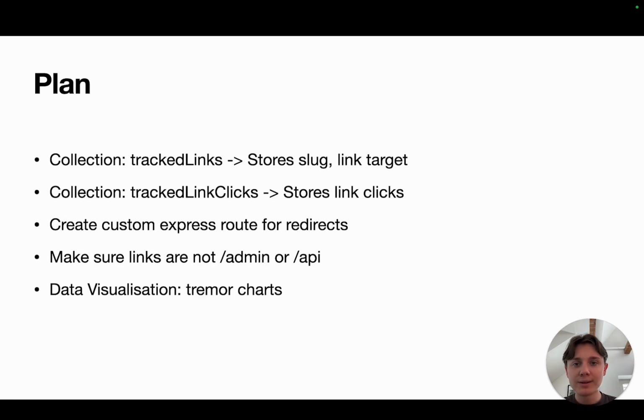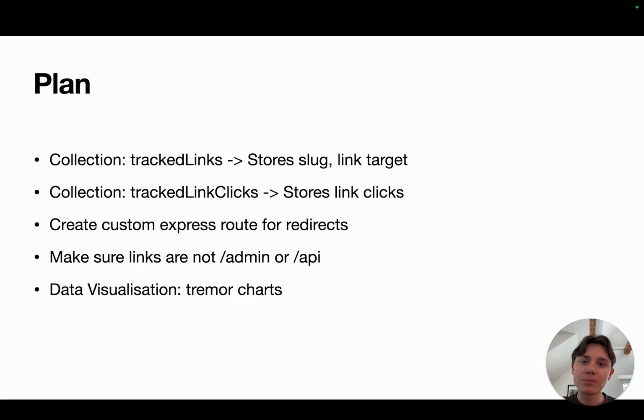The rough plan to accomplish this will be to create two collections. The first one will be a tracked links collection. This is where we actually create the links that we want to create and where we store the slug and the actual link target. Also, we will create a separate collection where we will store the actual link clicks that occur.